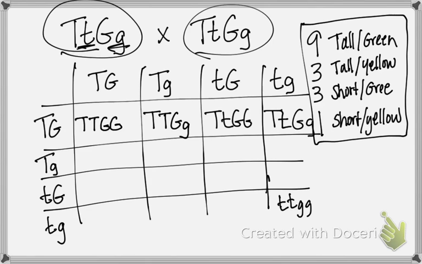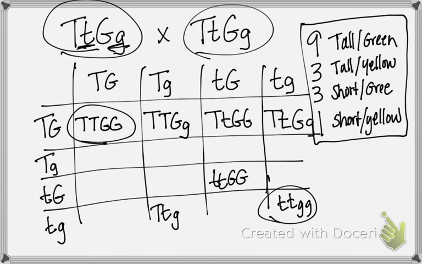So for your test, you're not going to have to set this up all from scratch. But what you do have to do is if it's set up for you, you need to be able to put the right letters in the box. And then you need to be able to look at this and say, oh, that's tall and green. Oh, that's short and yellow. Short, green, right? Tall, yellow, and so on. Any questions on this?